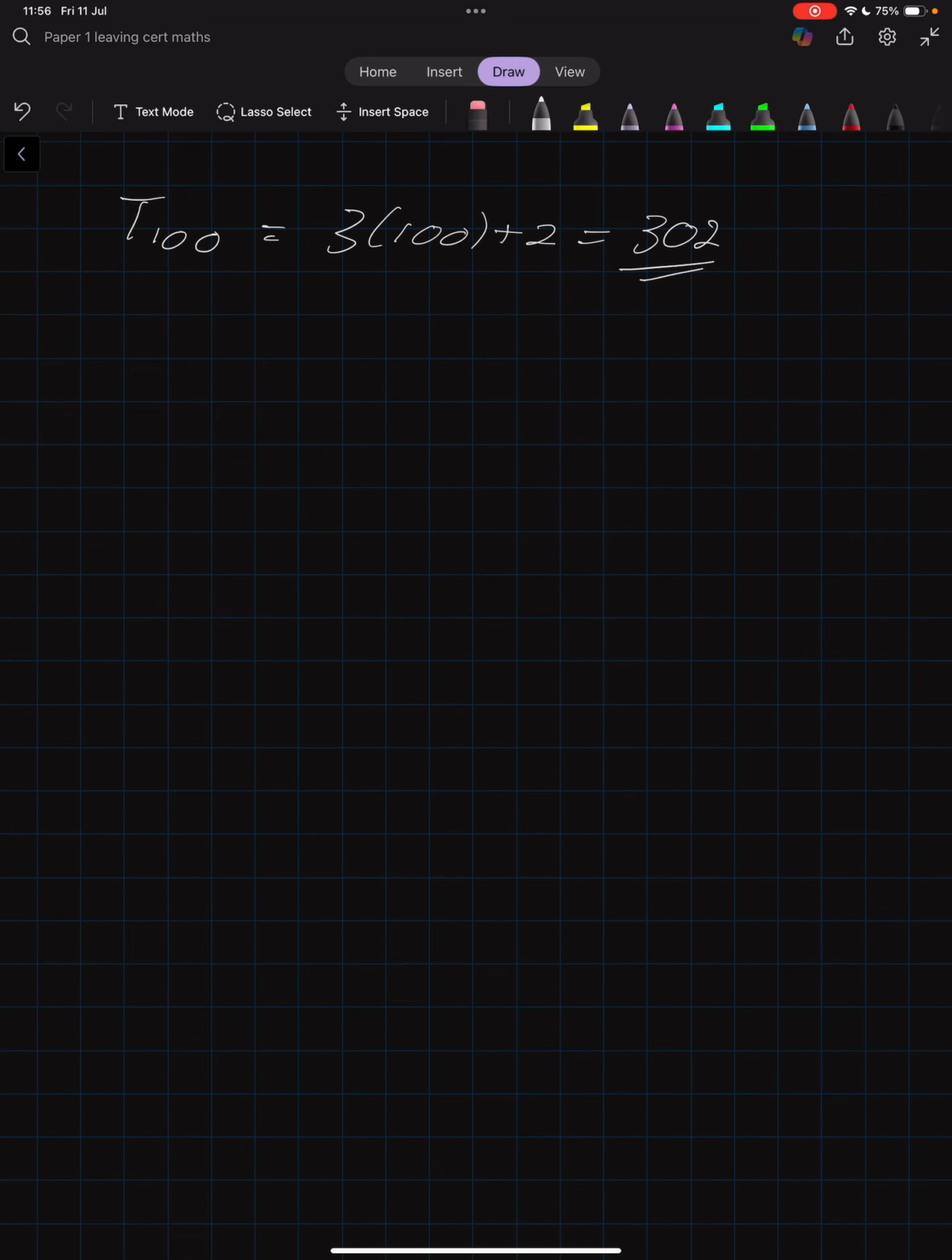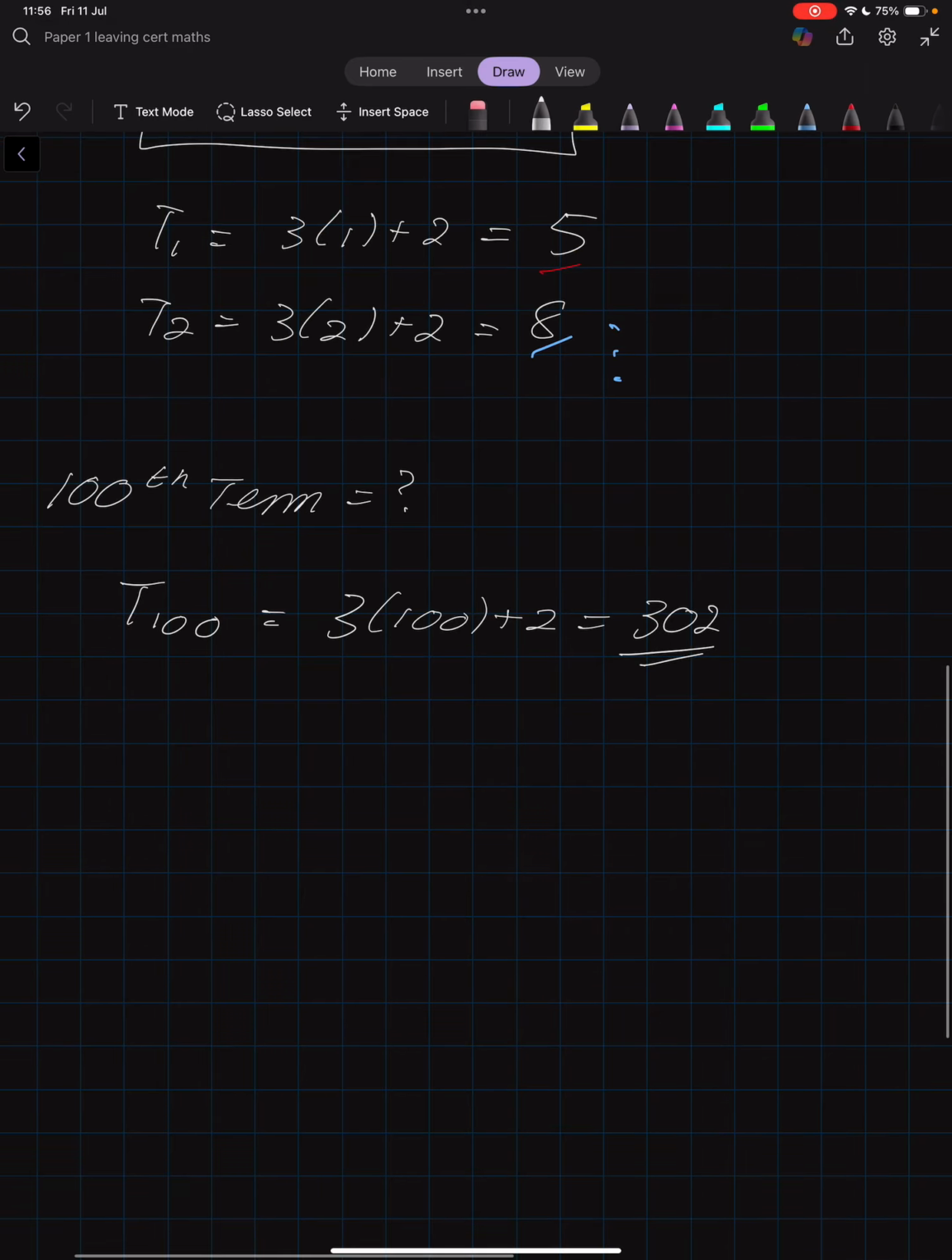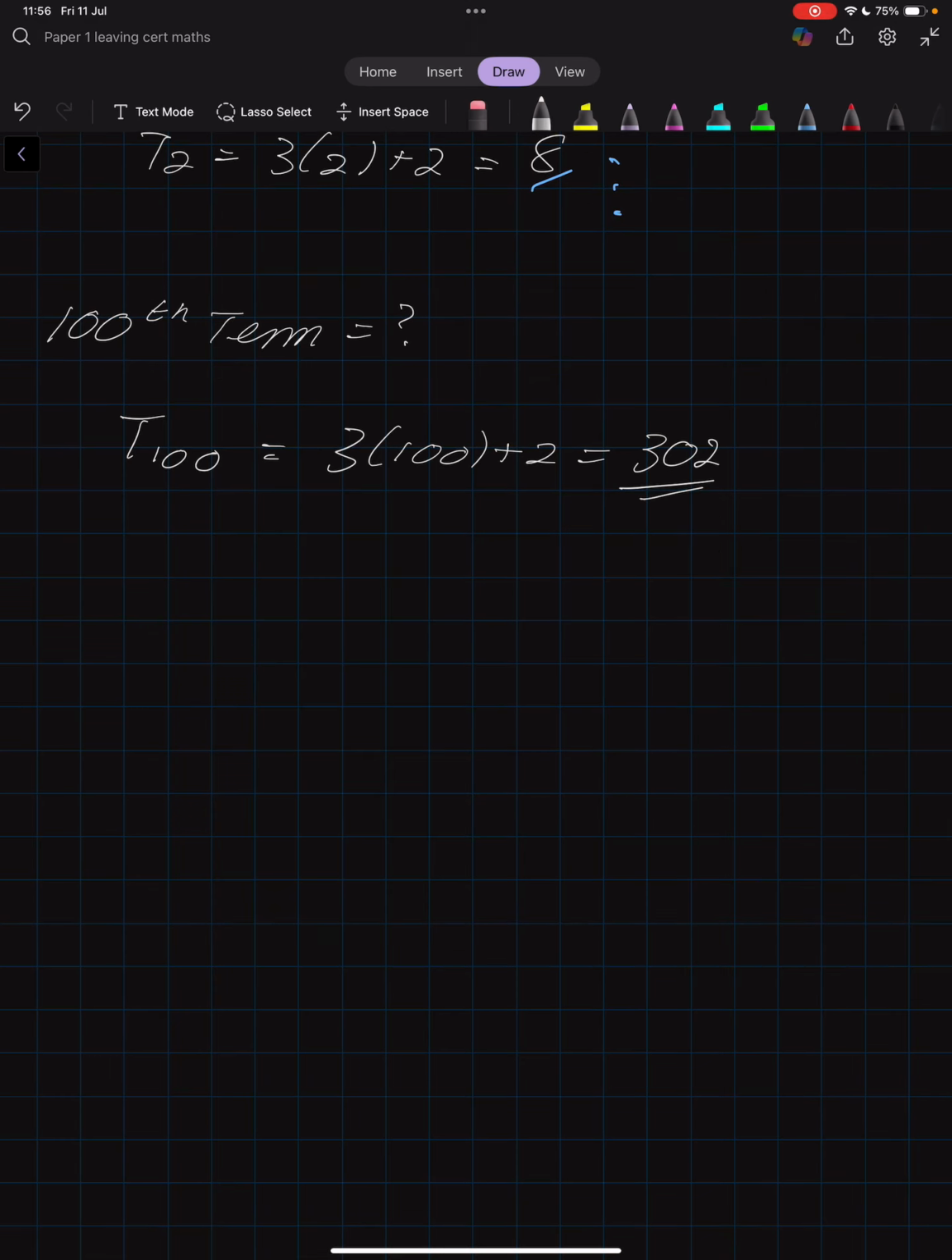Now they can also ask you for the sum of them. They'll say, what if you add up the first 100? The 100th term is 302, but what if you add up the first 100 of them? What's that equal to? There's a formula, Sn, which is, if you add up the first n of them, you get n over 2 times 2a plus n minus 1 times d. Again, these formulas are in your log table, so you won't have to learn them off.